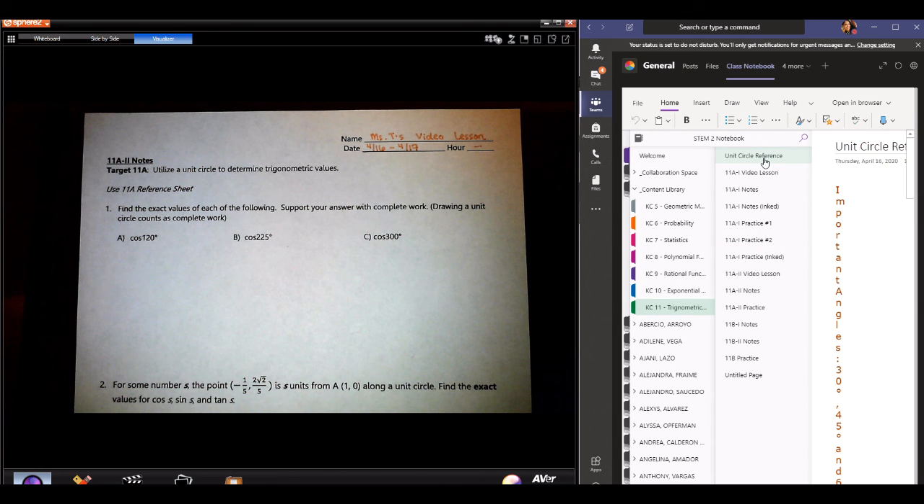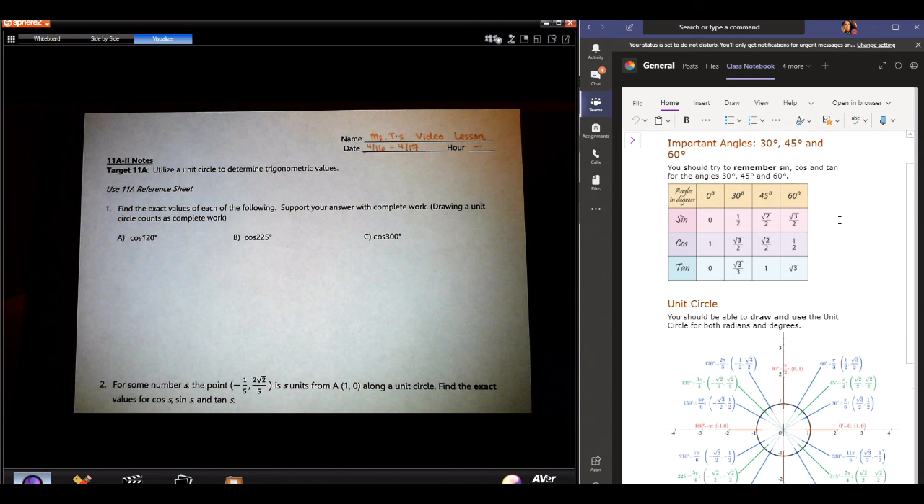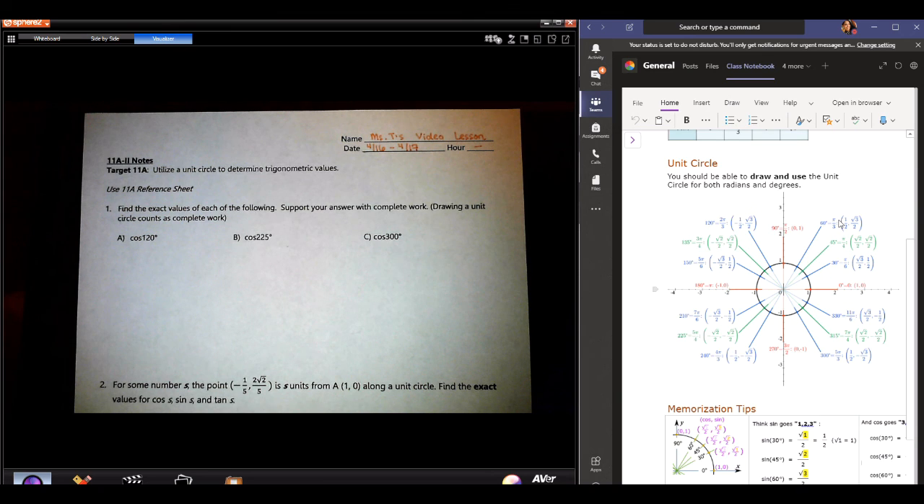And this unit circle reference is what we're looking at. We are going to scroll over to the unit circle. And remember, you can use this reference for any assignments. That's the great thing about this. You don't have to memorize like you would if you were in class. This is 120 degrees, right? And if we look around here, we see that 120 degrees is right here.